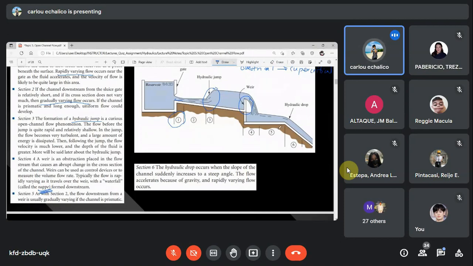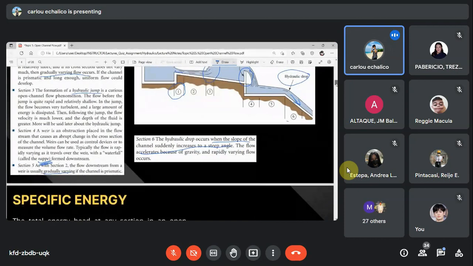So the fifth one, in this area, we can develop gradually varying flow. Gradually varying flow. And the sixth one is the hydraulic drop. So if we have a hydraulic jump, we also have a hydraulic drop. This happens if the slope of the channel suddenly increases to a steep angle. If the steep angle is large, we will have a hydraulic drop. So the flow of our liquid is in high velocity, and of course it is going downward.